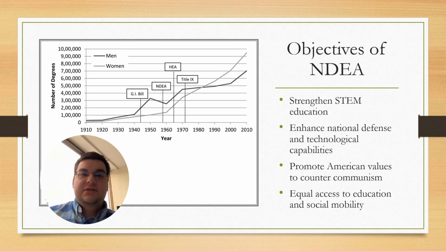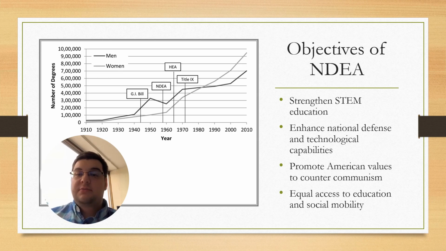So the NDEA sought to enhance the quality of education in the STEM fields: science, technology, engineering, and math. It aimed to improve instruction, curriculum development, and teacher training in these subjects. The act also aimed to address the perceived threat to national security posed by the Soviet Union through their advancements in science and technology. So it sought to ensure that the United States could produce a skilled workforce capable of maintaining the national defense and technological edge.